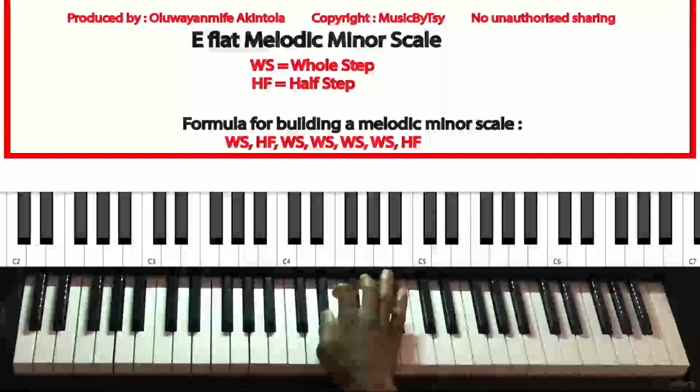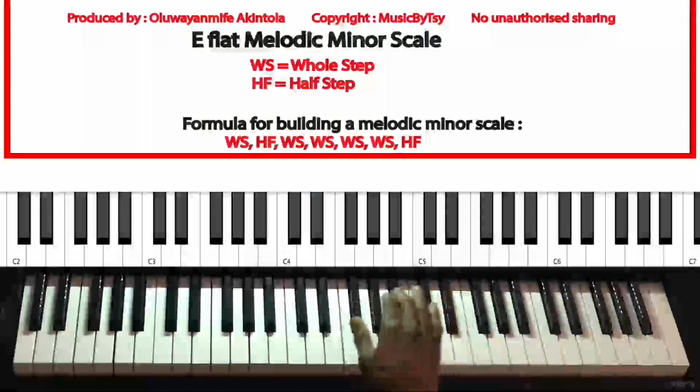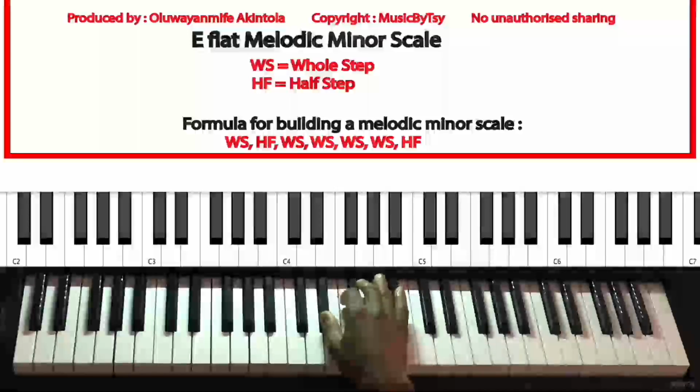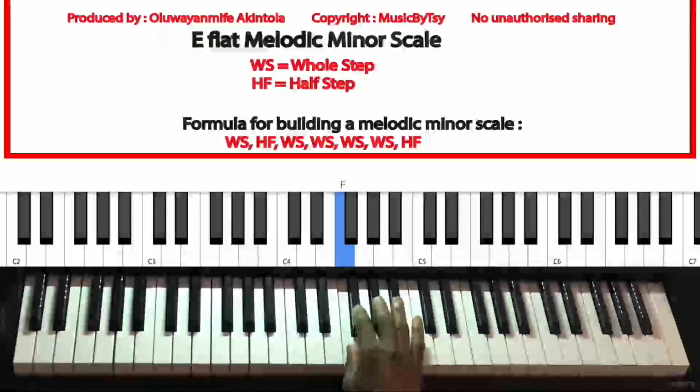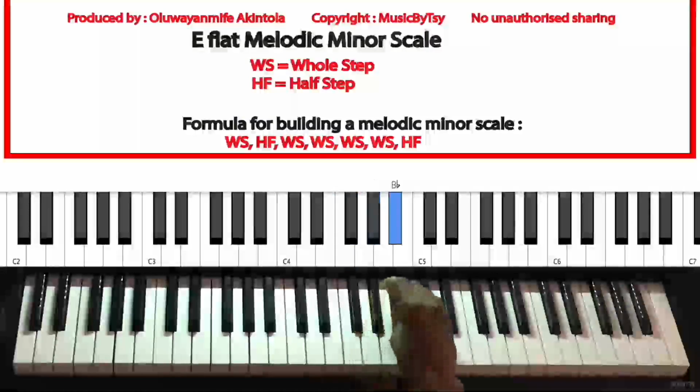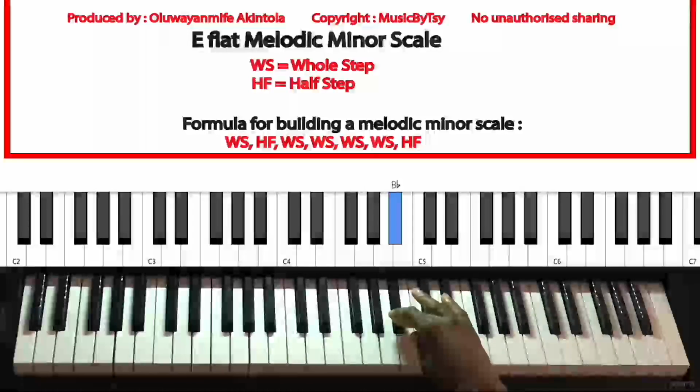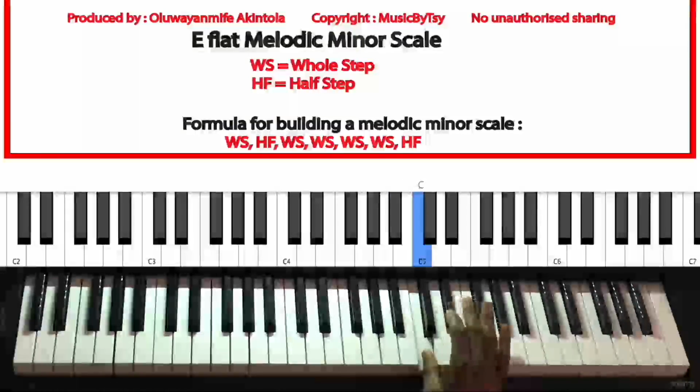So let's count the notes as we move up the scale. So starting from the key of E flat, 1, 2, 3, 4, 5. Now the 6th note would have been the key of B if we were building the E flat natural minor scale, but because we are not doing that, we're going to increase the 6th note of the E flat natural minor scale by a half step. So which means it's not going to be the key of B, it's going to be the key of C. See that?